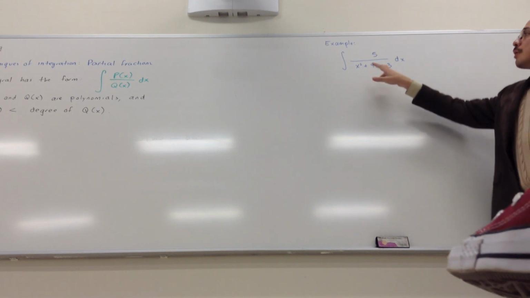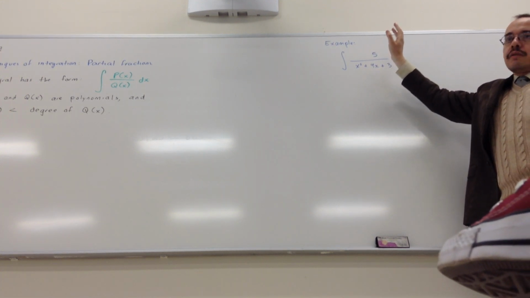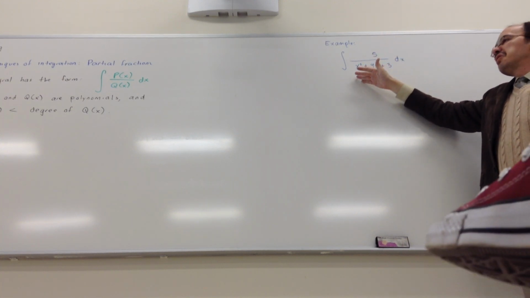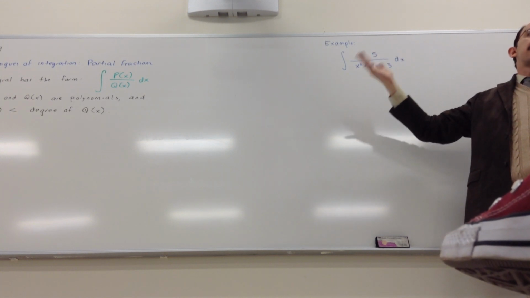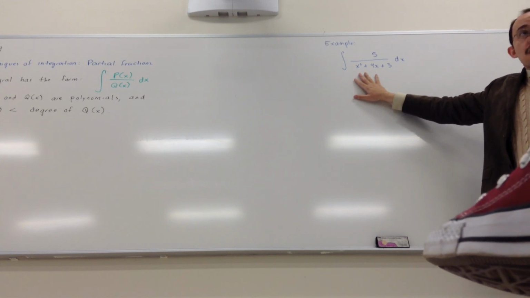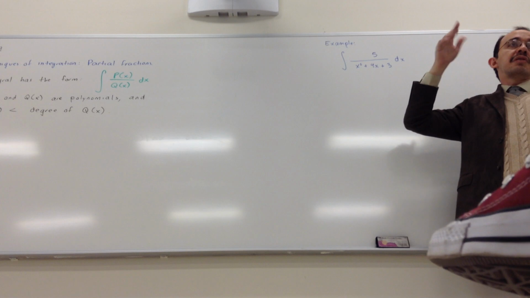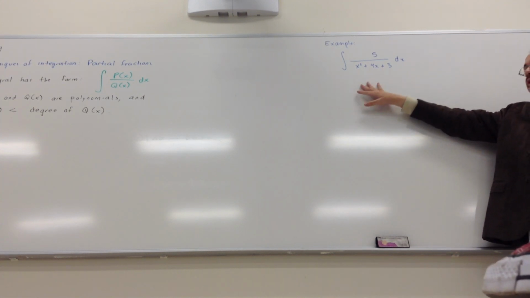Substitution, no, because the derivative of this one is not there. If you were to have a 2x plus 4, then maybe yeah. By parts, no, it doesn't follow the pattern that we have seen. There's no exponential, no logarithmic, no trigonometric. Triangles, no, because this denominator doesn't follow one of the three cases: x squared minus a squared, or a squared minus x squared, or x squared plus a squared.